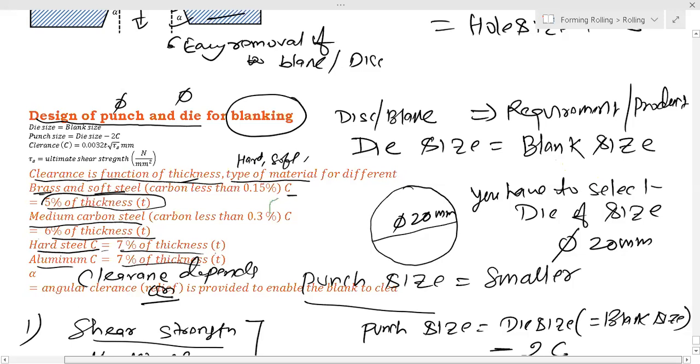Angular clearance, that is, relief is provided to enable the blank to clear, to facilitate removal. So it is clear from this. It is there in the notes also. The harder the material, the higher the clearance.